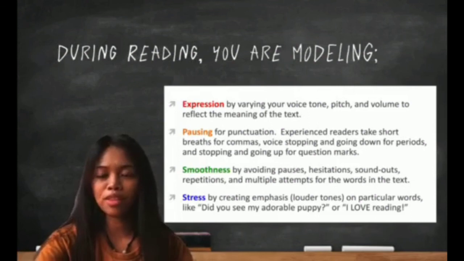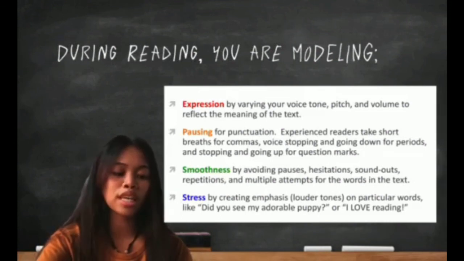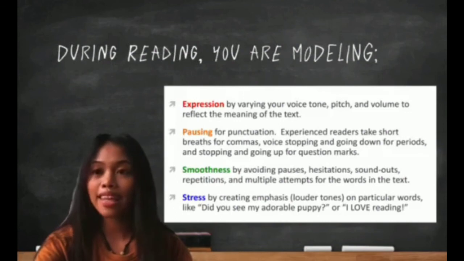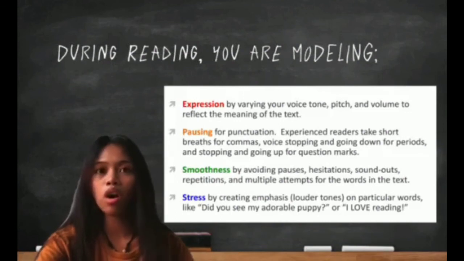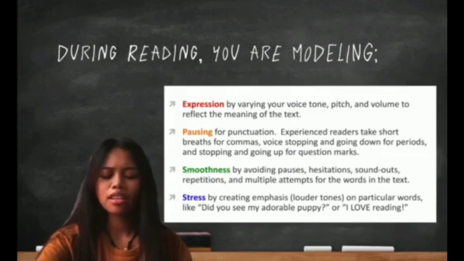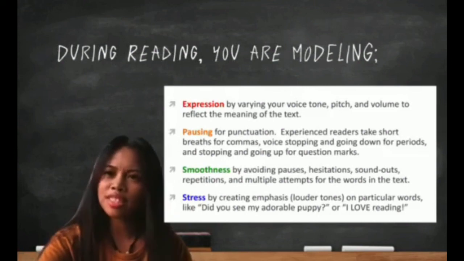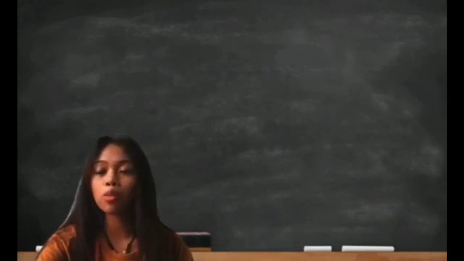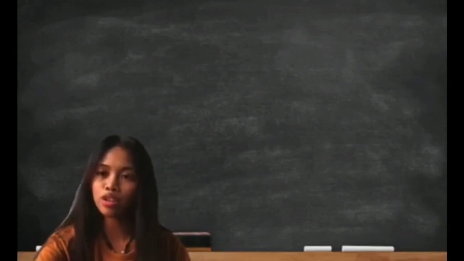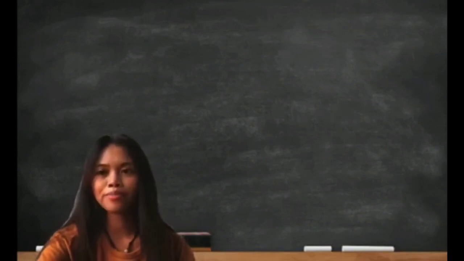Next is smoothness, and by smoothness, meaning the avoidance of pauses, hesitations, repetitions of words, and multiple attempts for the words in the text. And lastly, the stress, by creating emphasis on certain words, like I love reading. Or the next example, did you see my adorable puppy? So those are what you model when you are reading, and let your students know about that.